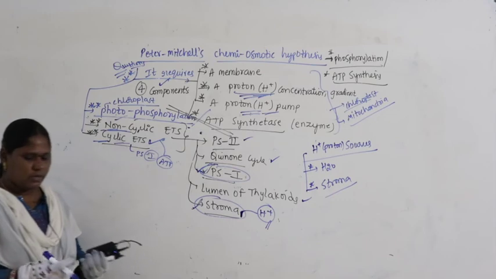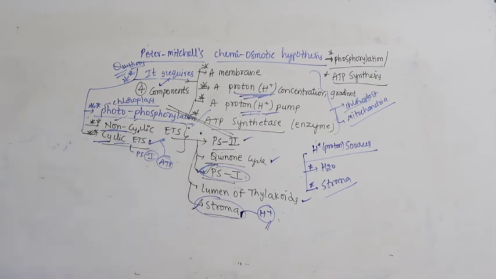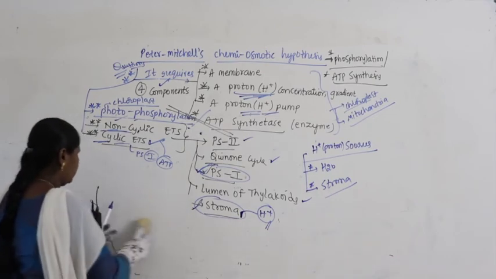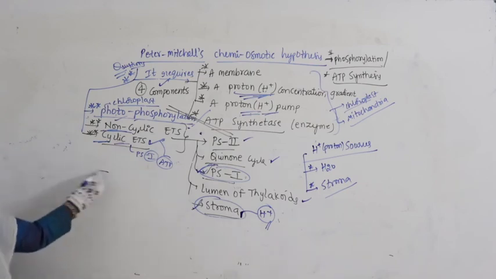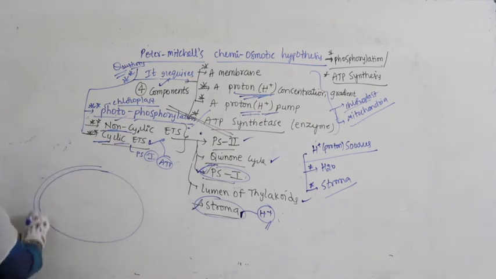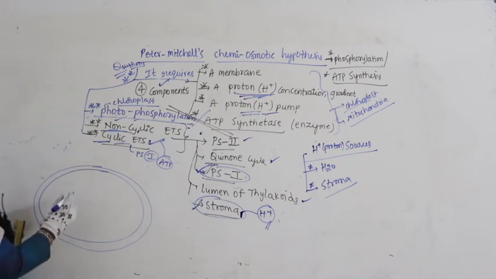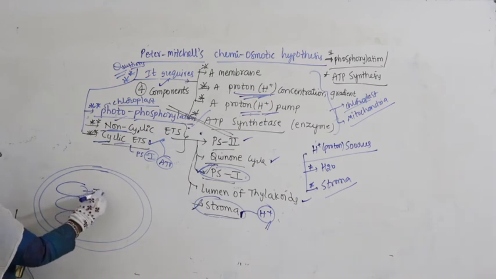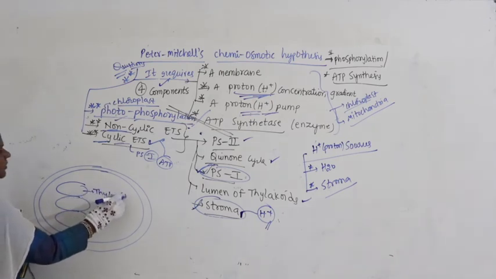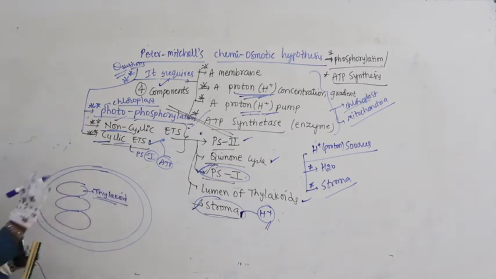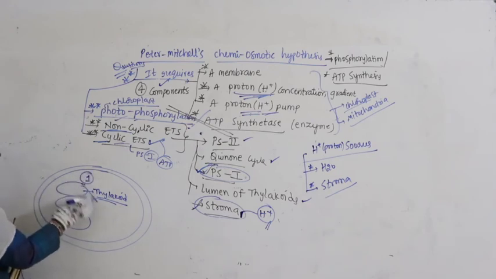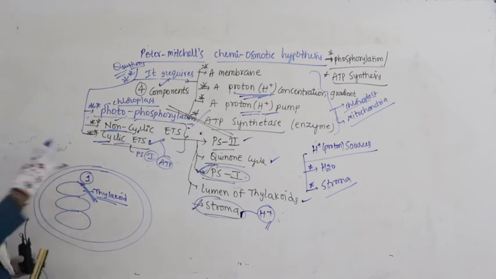Right. So if you take the chemiosmotic hypothesis here, now we talk about the chloroplast. This is the chloroplast. In the chloroplast, these are nothing but thylakoids. Now we are taking only one thylakoid. We are going to talk about one thylakoid, so I am taking this thylakoid out.